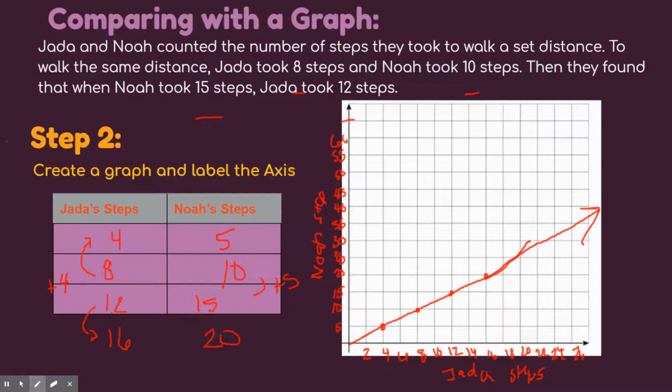Now that I have my line and I've made my graph, I can find the constant of proportionality in the distance from one dot to another. So the distance from this dot to this dot is 5 divided by 4. The distance from this dot to this dot is also 5 divided by 4. So my constant of proportionality is 5 over 4. All right, let's move on to the next slide.